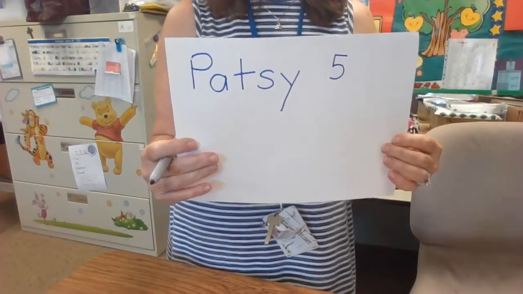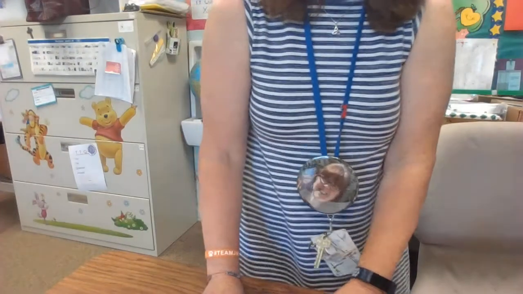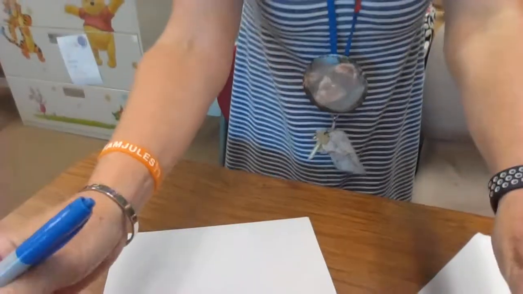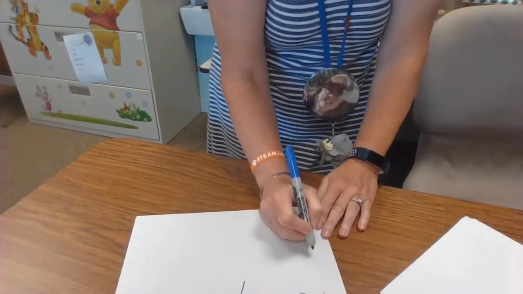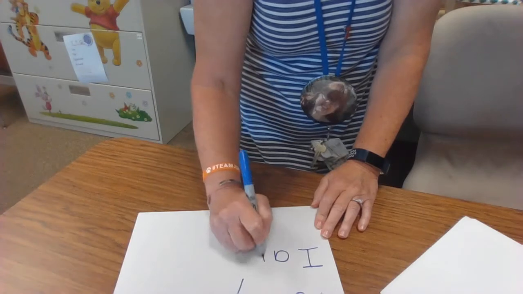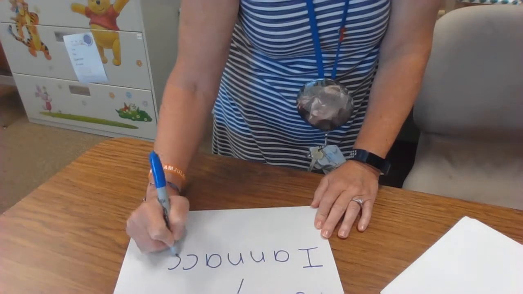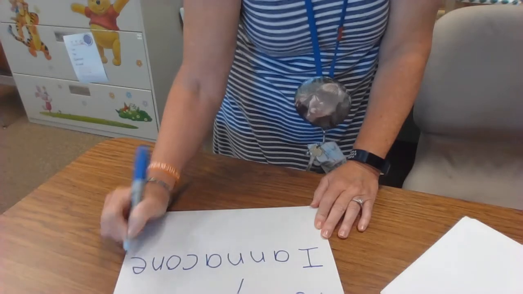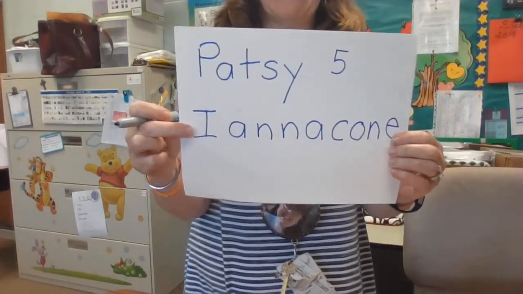Now, I'm going to challenge myself, and I'm going to write my last name. My last name is Iannacone. So I'm going to write it underneath. And as I said, all names begin with an uppercase letter. So I'm going to start by writing my last name. I, A, N, N, A, C, O, N, E. So here we have my first name, Patsy, and my last name, Iannacone.